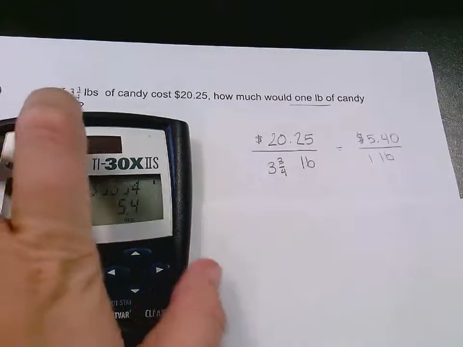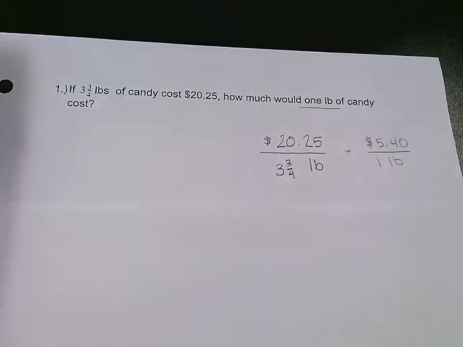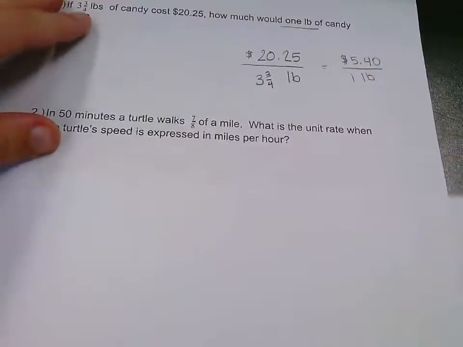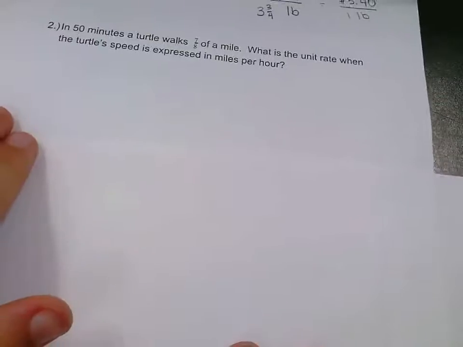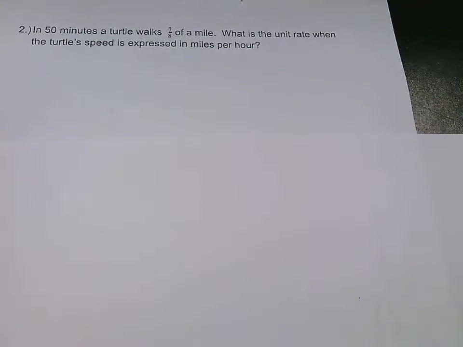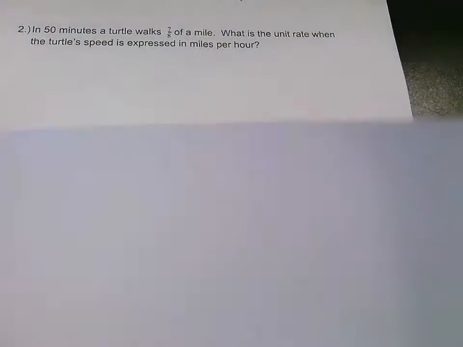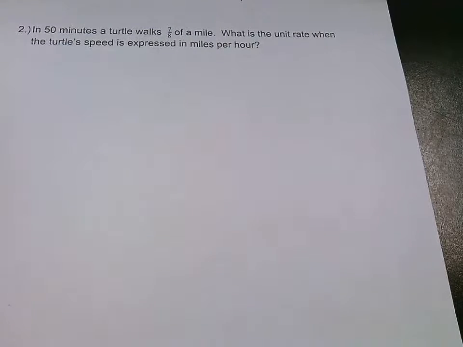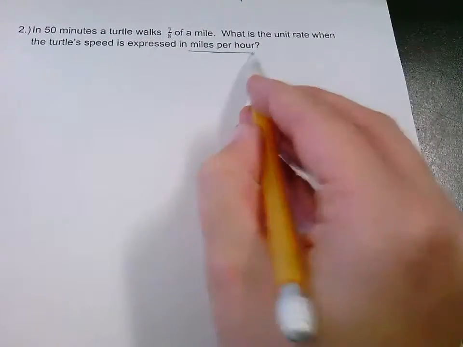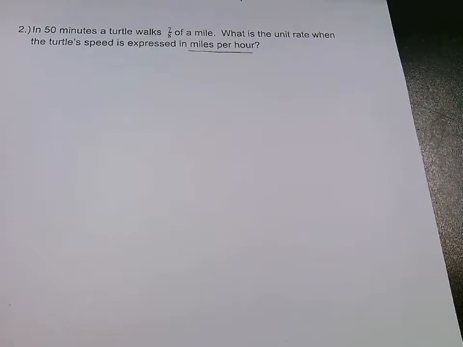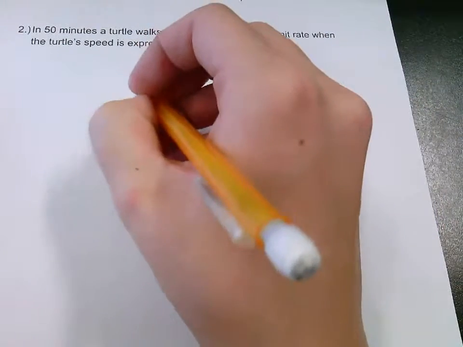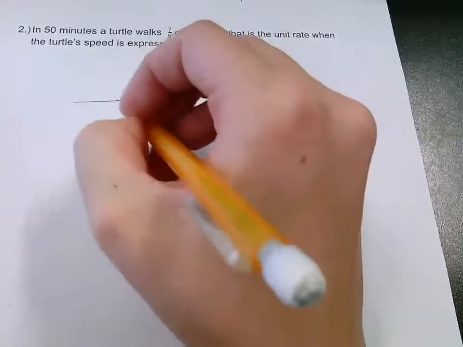Okay, so that's finding the unit rate given a word problem. Now we're going to look at an example that's a little bit more difficult. So this example says, in 50 minutes, a turtle walks 7/8 of a mile. What is the unit rate when the turtle's speed is expressed in miles per hour? So for this one, it's telling us we need miles per hour. So the first step that I'm going to do is write my units as miles per hour.